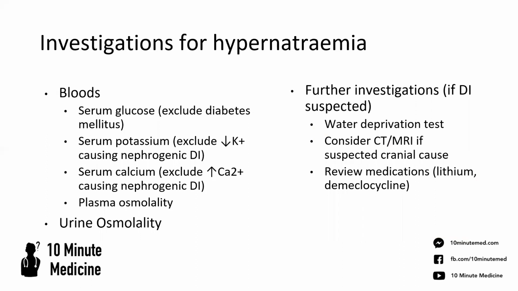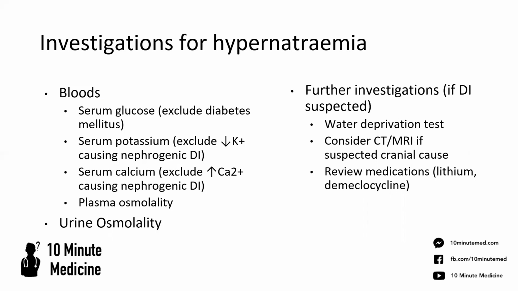Investigations for hypernatremia usually include blood tests to exclude other causes. These include serum glucose to exclude diabetes mellitus, serum potassium to exclude hypokalemia as a cause of nephrogenic diabetes insipidus, serum calcium to exclude hypercalcemia as a cause of nephrogenic diabetes insipidus, and plasma osmolality. Urine osmolality is also important to help determine the underlying cause.